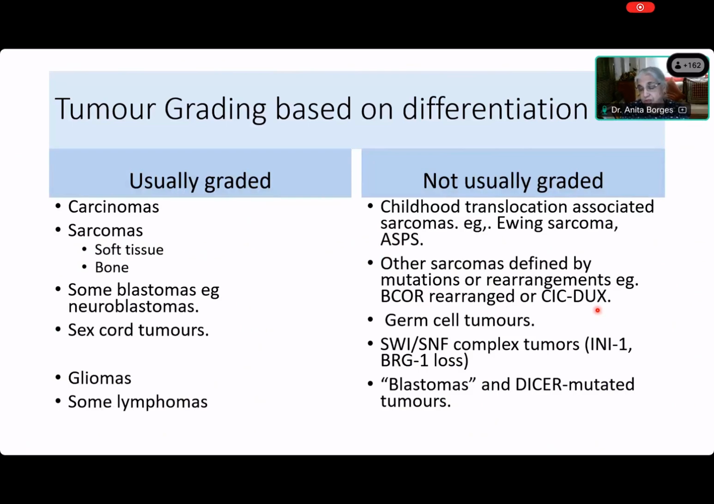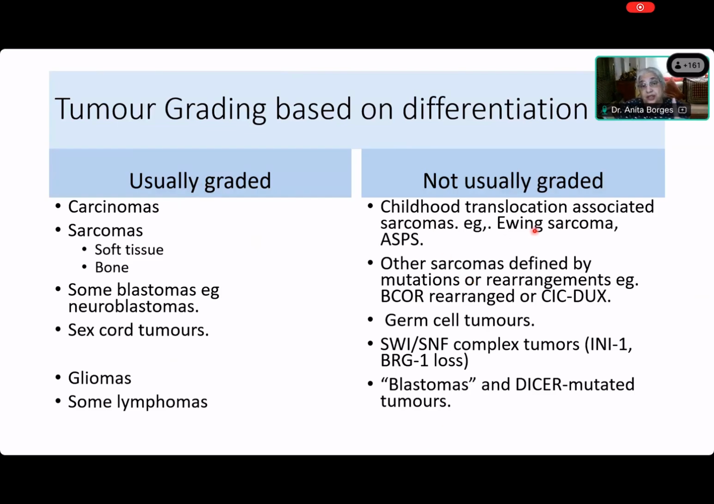It's not only based on differentiation, but please understand that the tumors that are usually graded on the basis of differentiation are carcinomas, sarcomas in soft tissue and bone, some blastomas like neuroblastoma, and I showed you an example, sex cord tumors, some gliomas, and some lymphomas, but they're not called poorly differentiated lymphomas. We call them high grade and low grade. But there is a whole lot of tumors that are never graded.